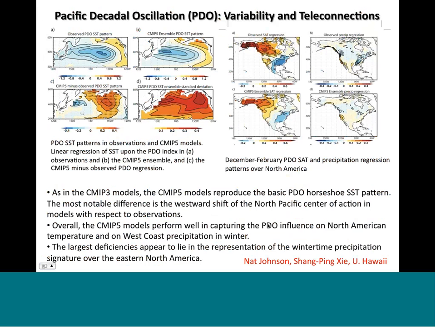We also looked at PDO. The ones to look at here are essentially these two panels, observational pattern of SSTs for PDO. CMIP5 does a pretty good job, and that is carried on from CMIP3. And then the teleconnections over here. Observations in the top for temperature and precipitation, and the models do a pretty good job of picking that up. The only place where they fail is over the eastern US for the precipitation teleconnection, but overall pretty good.